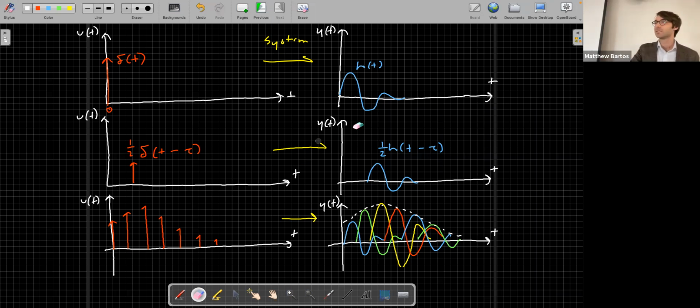Oh, tau? Yeah, so whenever we have a function evaluated at t minus tau, that means we're shifting the function by tau to the right. So I'll write that out explicitly here. This is at time tau now. So for any function, if we evaluate that function at t minus tau, that's equivalent to shifting the original function by tau to the right. Okay, so good question. And I'm glad you pointed that out.